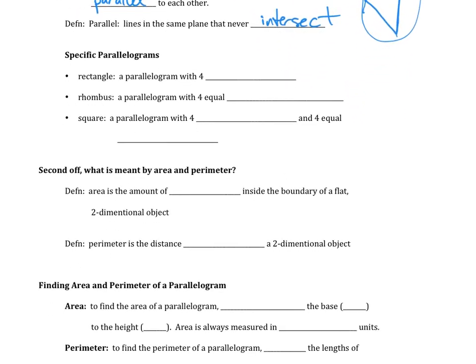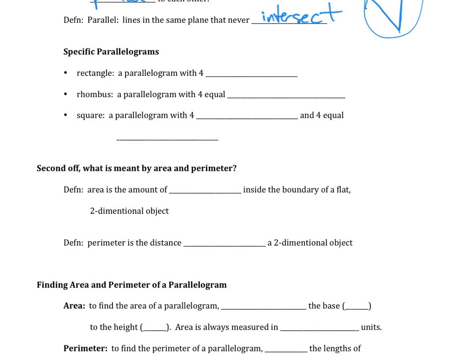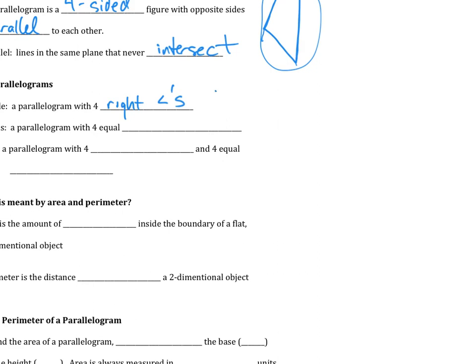There are certain parallelograms that have very specific names. The first is a rectangle. A rectangle is a parallelogram, so that means four sides, opposite sides never intersect. But it has four right angles. A parallelogram with four right angles is a rectangle. Obviously you could draw a picture of one. There's a right angle.